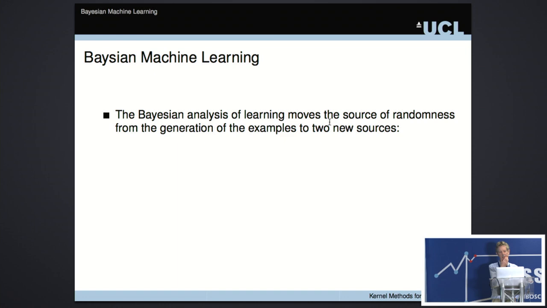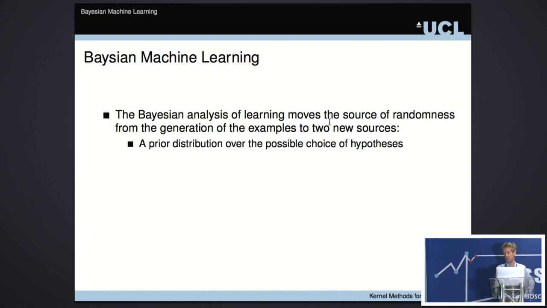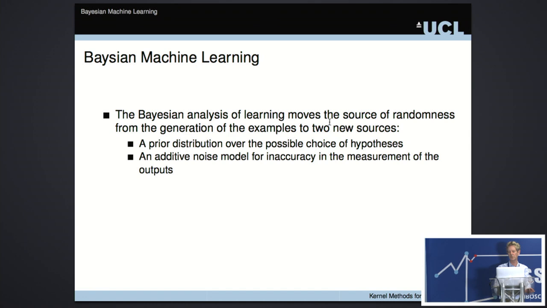There are basically two distributions that are considered. There's a prior distribution over the possible choice of hypotheses. So you have your function class, and you imagine that there's some predefined likelihood you would see of the different functions. How you choose that we'll leave open for the moment. And then there's a likelihood model or additive noise model for the inaccuracy in the measurement of the outputs.